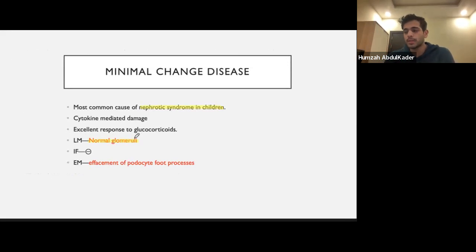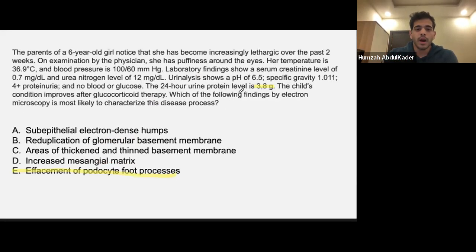Now, this is important because what happens sometimes, and I've seen it asked in the past, is that instead of asking which of the following findings by electron microscopy, they'll still put this E, effacement of podocytes, but they'll put another answer that says normal. And the question will say, which of the following findings by light microscopy? So you have to really read the question and see what it's asking, because if they ask about light microscopy and you put effacement of foot processes, that is the wrong answer and you'll get the question wrong. And so you really have to focus on what they are asking for.